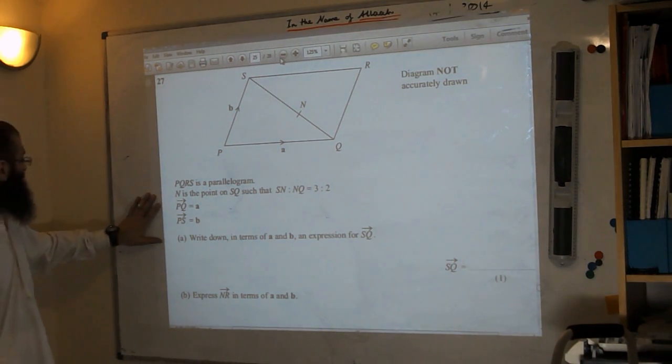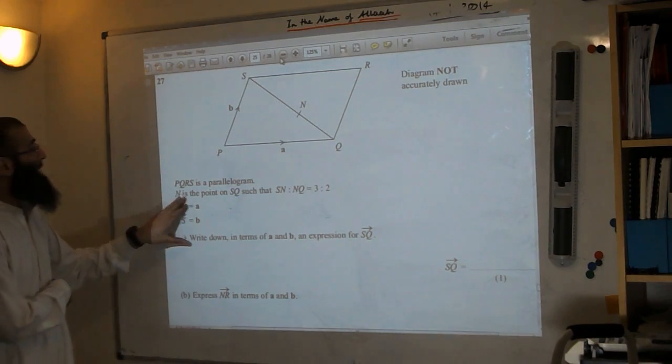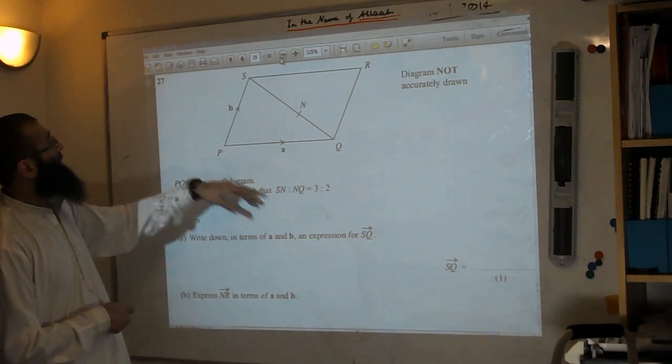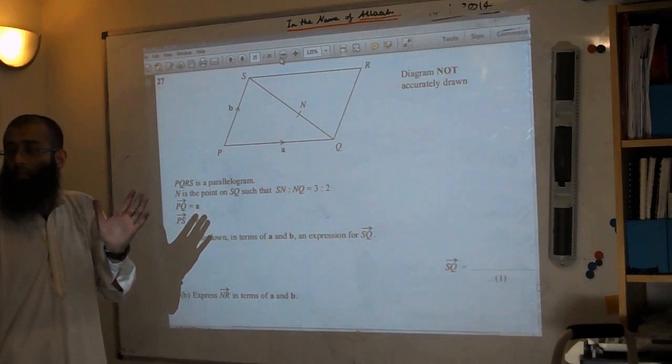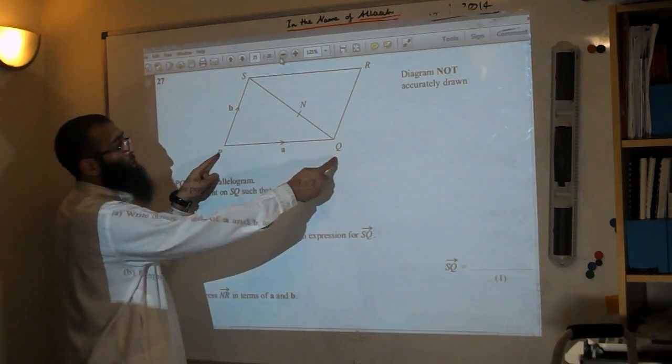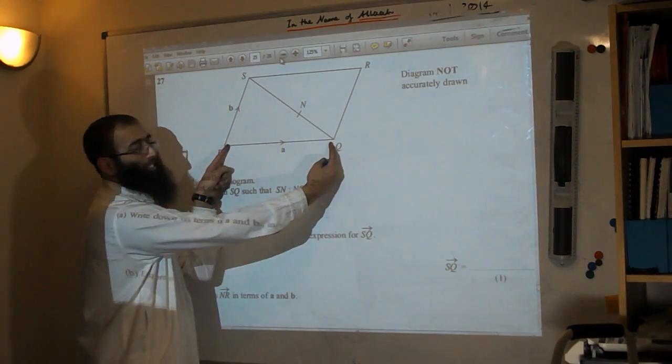Okay, question number 27. PQRS is a parallelogram. N is the point on SQ such that this. So first of all, vectors is all about direction and size. To get from P to Q, you follow the vector called A. This vector is this long.